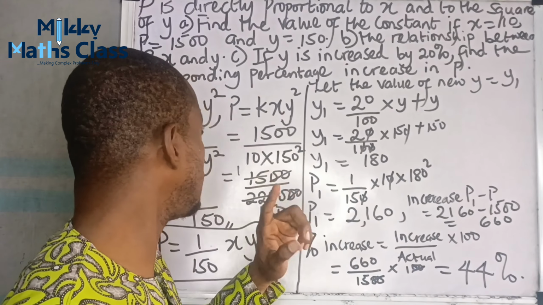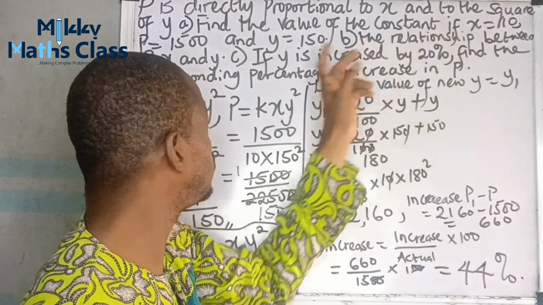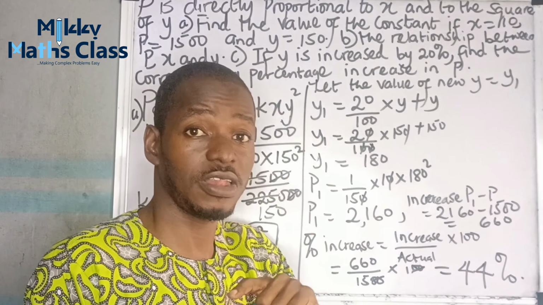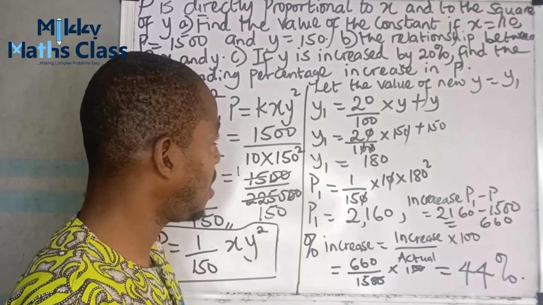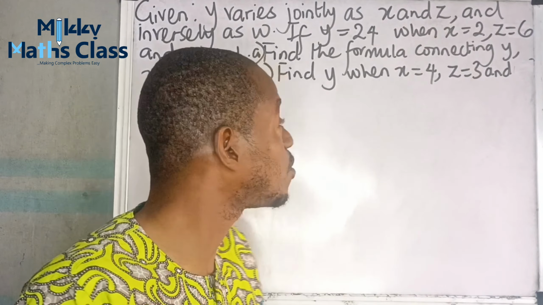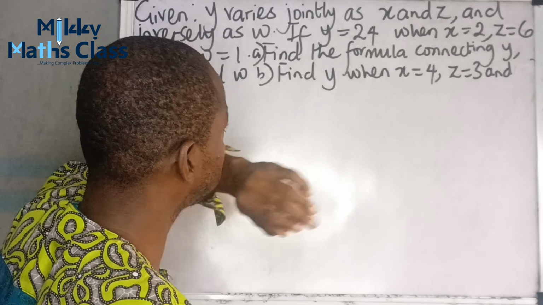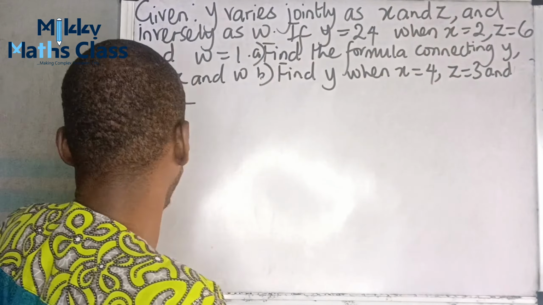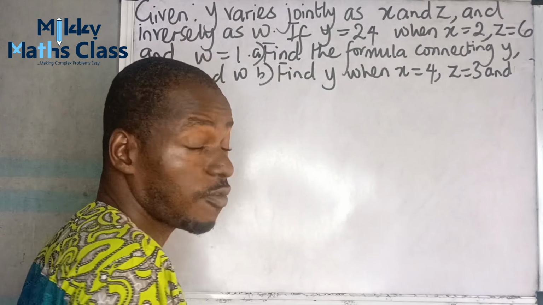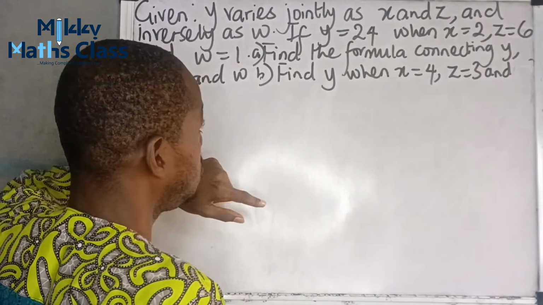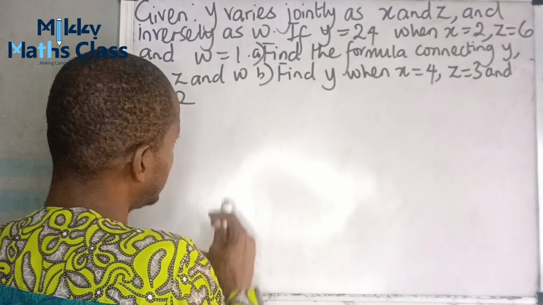Remember, when we are asked to find the value or the relationship between the variables, find the value of the constant and plug it into the equation, and that's all. All right, let's look at this final question. It says, given y varies jointly as x and z and inversely as w, if y equals 24 when x is 2, z is 6 and w is 1, find the formula connecting y, x, z and w.